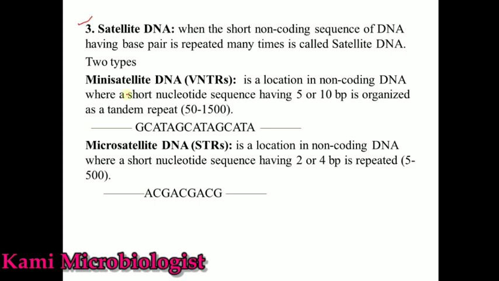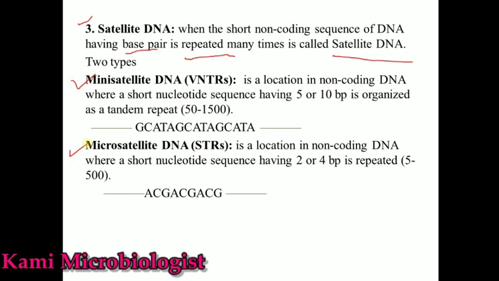Mostly these non-coding sequences of the DNA have a special type of base pair which is repeated many times. So remember guys, the non-coding sequences in the DNA that have base pairs which are repeated many times are called satellite DNA. I hope you guys get it. Then we have minisatellite DNA and microsatellite DNA, which are types of satellite DNA.